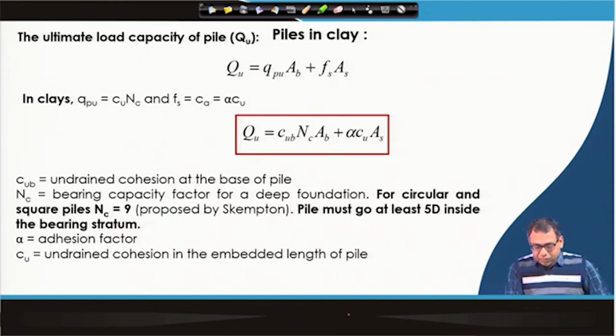So, that means for this particular case the pile must go at least 5D inside a bearing stratum, because it is going through a clay layer. If I use the tip resistance, then the pile has to be inserted inside a bearing stratum up to 5D.